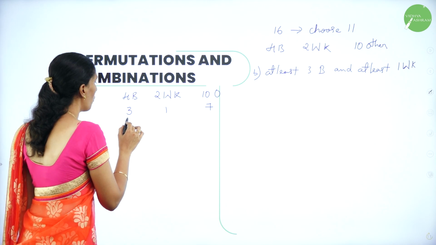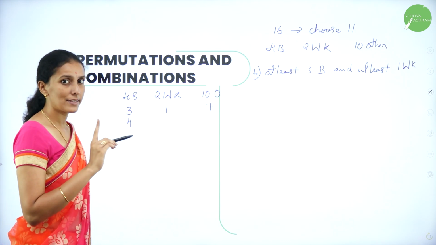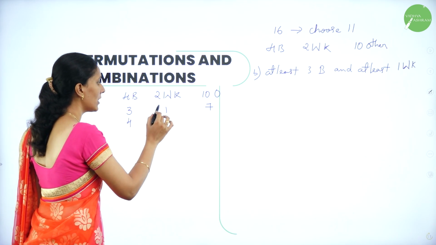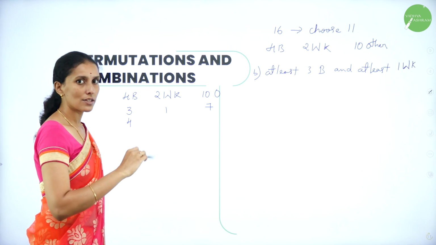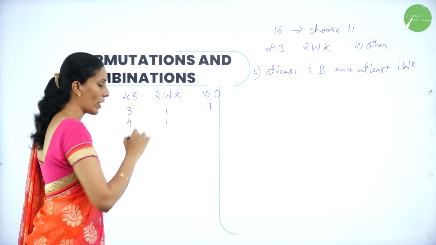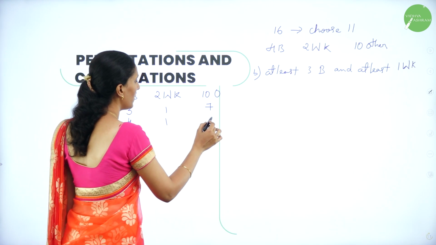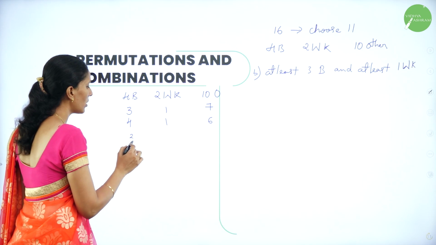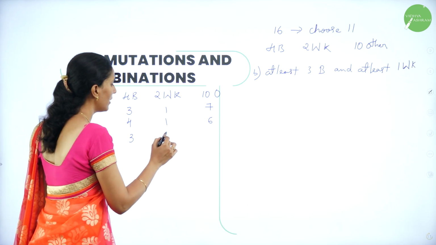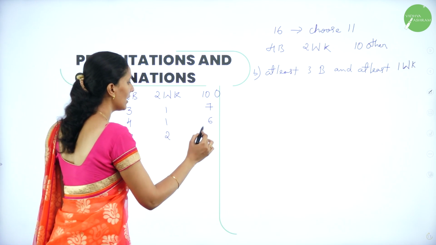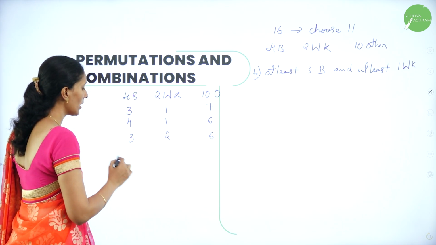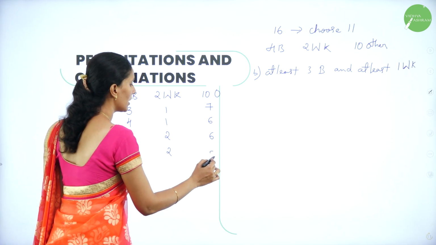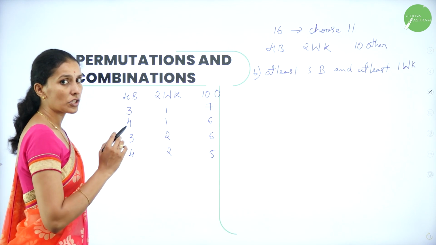If I choose 4 bowlers, maximum I can choose is 4, minimum is 3. With 4 bowlers, again I have chances for 1 or 2 wicket keepers. Let me put the chance for 1 wicket keeper. Here the remaining will be 6. Then if I keep 3 bowlers and 2 wicket keepers, here the remaining is 6. Reaching the maximum, 4 bowlers and 2 wicket keepers, the remaining here is 6. So these are the 4 chances I can get.